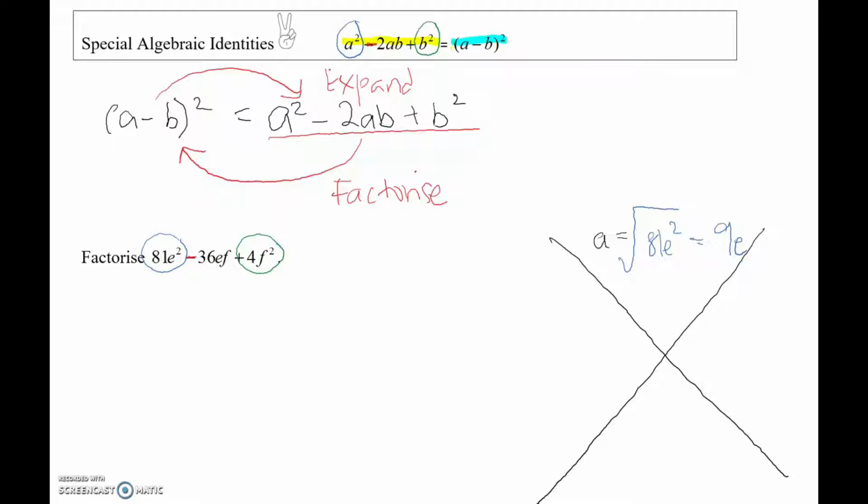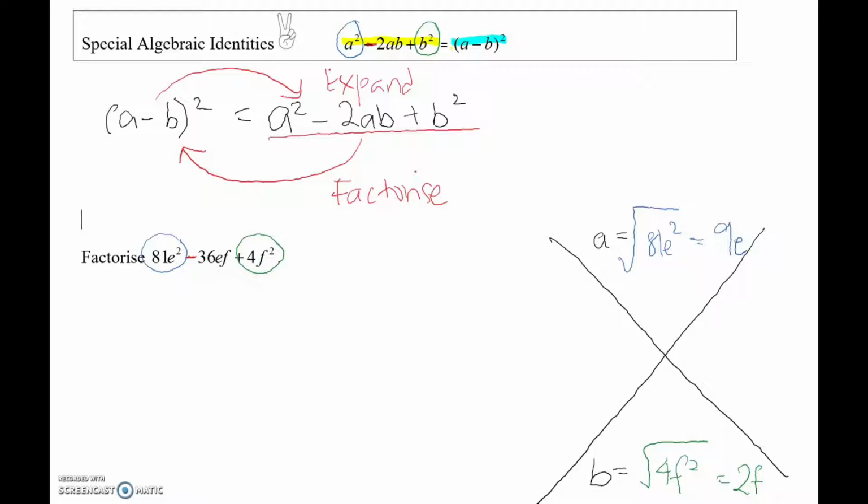Next, to find the value of b, we need to square root the second perfect square, which is 4f squared. So therefore, square root of 4 will give us 2. Square root of f squared will give us f. Next, we need to check that when we multiply 2 to the value of a and b, it should give us the same as the middle term of this expression.